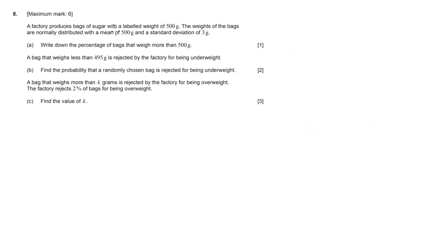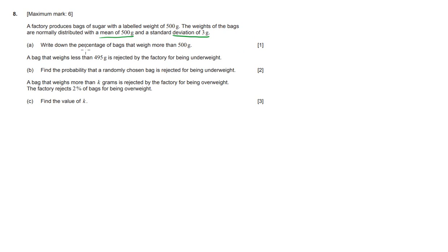A factory produces bags of sugar with a labeled weight of 500 grams. The weights of the bags are normally distributed with a mean of 500 grams and a standard deviation of 3 grams. Part A, write down the percentage of bags that weigh more than 500 grams.